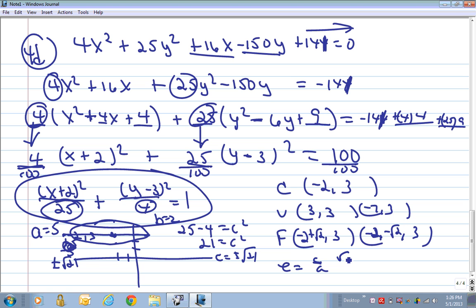Eccentricity, remember, is c over a. Well, c was the square root of 21 over a, which is 5, which is going to give us the square root of 21 divided by 5, which is approximately 0.917. Again, closer to 1, an elongated ellipse. All right, let's go to part 5.